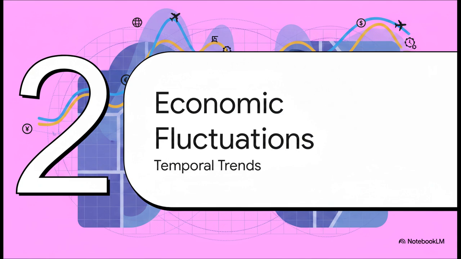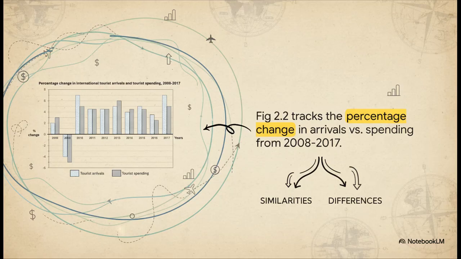Okay, let's build on that and move to phase two. Now we're shifting gears a little. We're going from a spatial analysis, looking at a map, to a temporal one, where we analyze the economic ebb and flow of tourism over time. All right, here's our next piece of evidence.